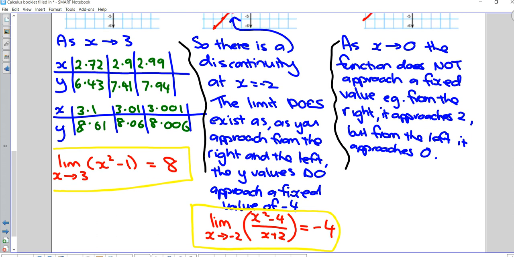And the answer to this one, so the limit doesn't exist, is how you would say yes to this other one.